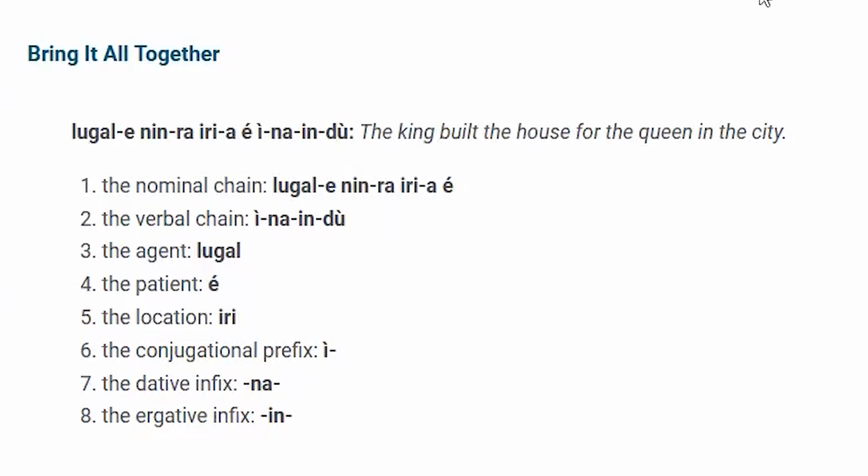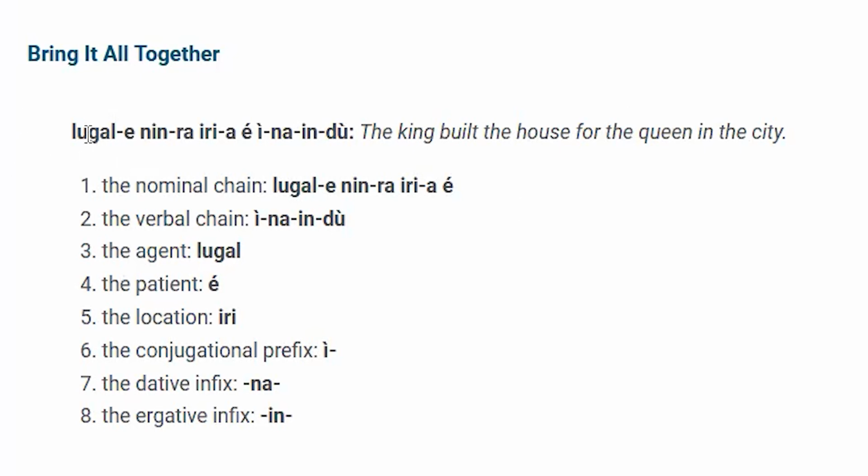Lugale ninra iriae inaindu. The king built the house for the queen in the city. The nominal chain here is Lugale ninra iriae. The verbal chain is ina indu. When you're trying to locate the verbal chain in a sentence, when you see a big, long string of words, try to find the root word first and then go from there. At least that's what I do. Seems helpful. Not always when you're reading cuneiform, but when you're reading the transliterated version.